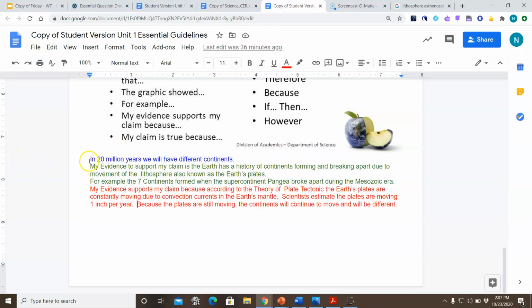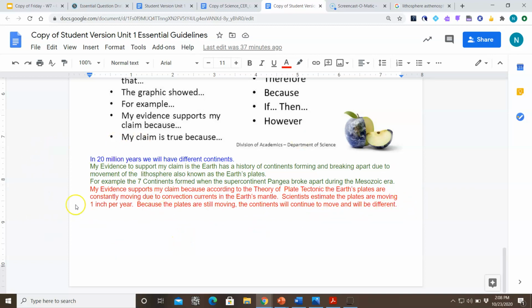So here's my claim that we just did together. In 20 million years, we will have different continents. That's my claim in blue. Now my evidence. My evidence to support my claim is the Earth has a history of continents forming and breaking apart due to movements of the lithosphere, also known as the Earth's plates. For example, the 7 continents formed when the supercontinent Pangaea broke apart during the Mesozoic era. Now my reasoning. My evidence supports my claim because according to the theory of plate tectonics, the Earth's plates are constantly moving due to convection currents in the Earth's mantle. Scientists estimate the plates are moving 1 inch per year. Because the plates are still moving, the continents will continue to move and will be different.